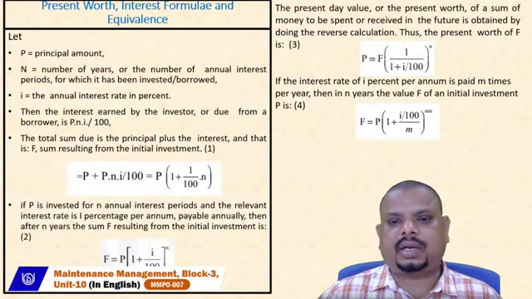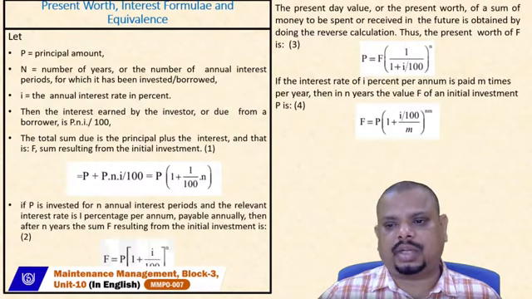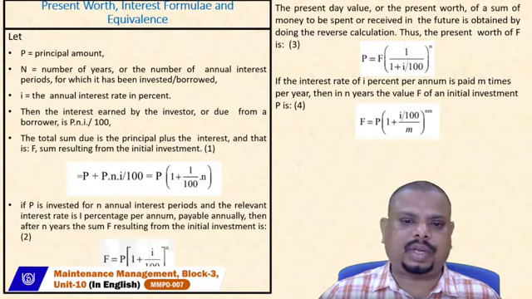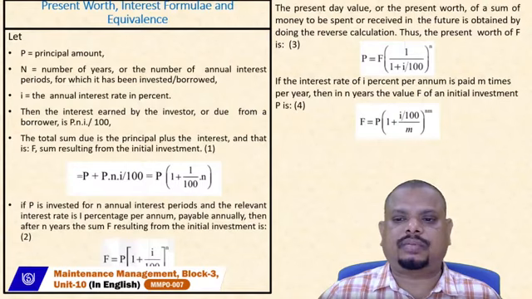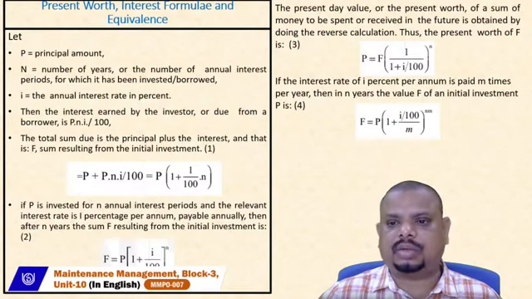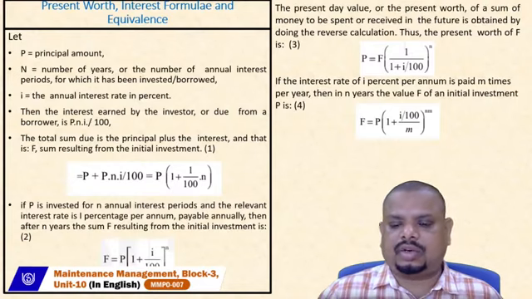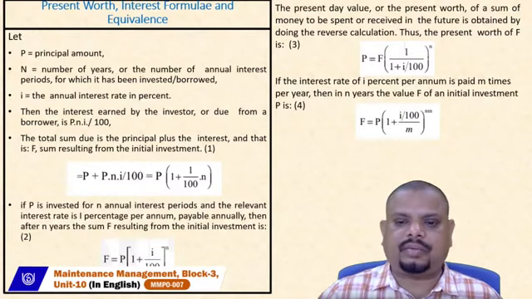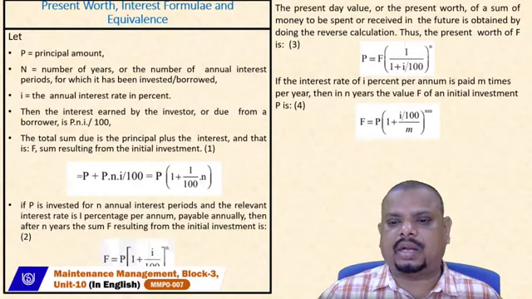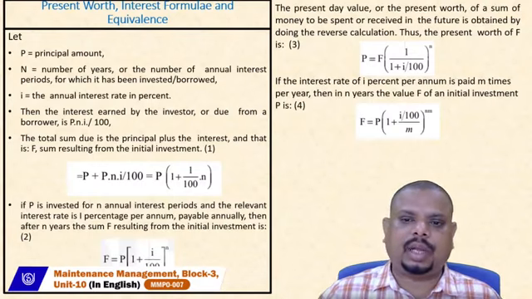Then if the interest rate of I% per annum is paid m times per year, then the value after n years of an initial investment, that is P, known as present worth, should be expressed in a mathematical way: F equals P, the principal amount, into (1 plus I divided by 100 divided by m) to the power n into m. Here n is the number of years and m is the number of times per year.